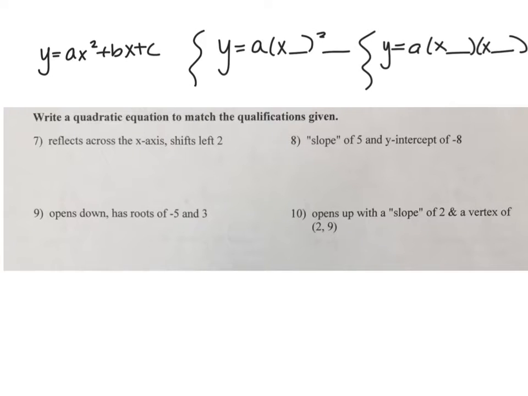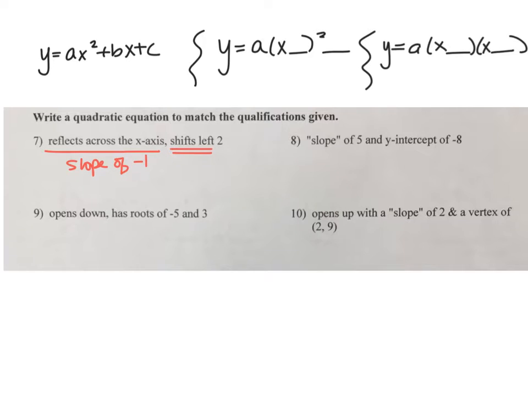All right, when we go to write equations, remember there are 3 different formats. I've included them all at the top just for reference. And we just have to use whichever one makes the most sense with the information we've been given. So reflection across the x-axis, that means I need a slope of -1. And then we're going to shift left 2.